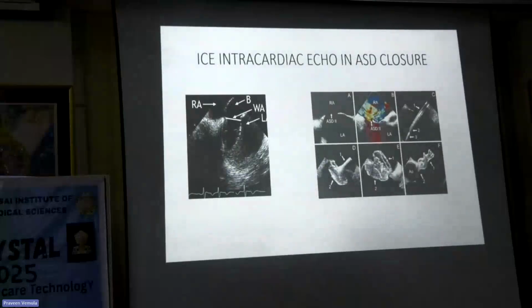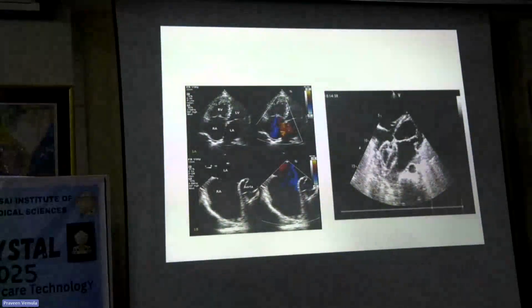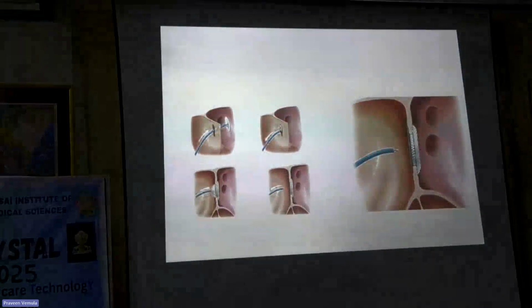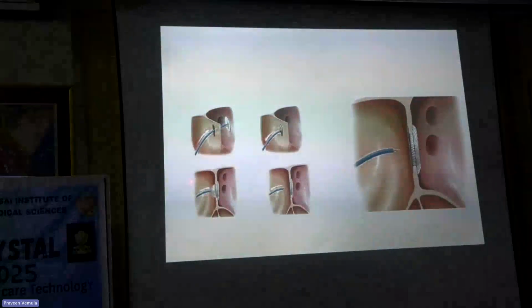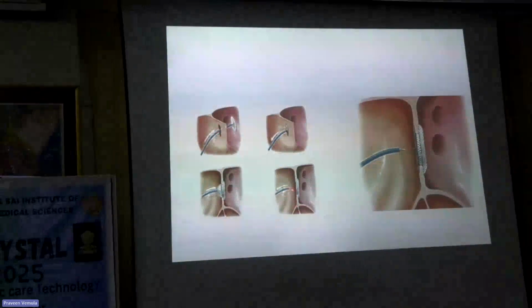So what I need to show you is just like this. You have got these basic steps in which you do a TEE, of course, or a TTE. You define the size. You cross this right from the RA to LA, and you park your wire there, and you come down and you pass a device. It's a very straightforward procedure. This is how the procedure is. You go from the IVC to the RA, right, and then open up the first disc, and then you just pull back and deploy the second.